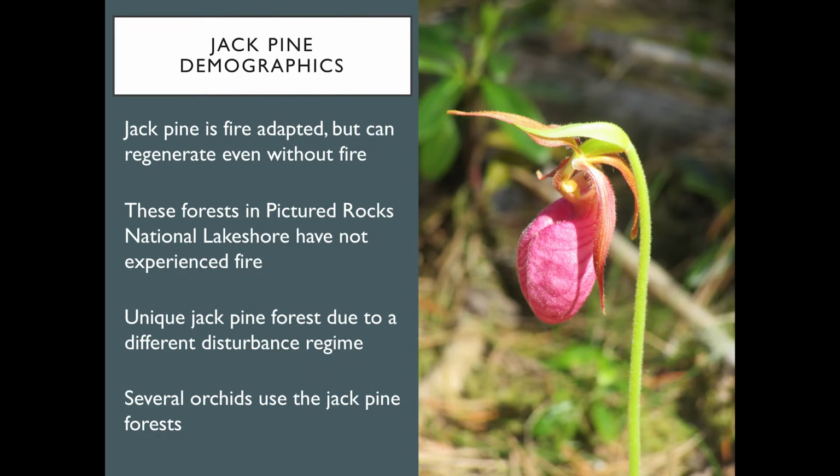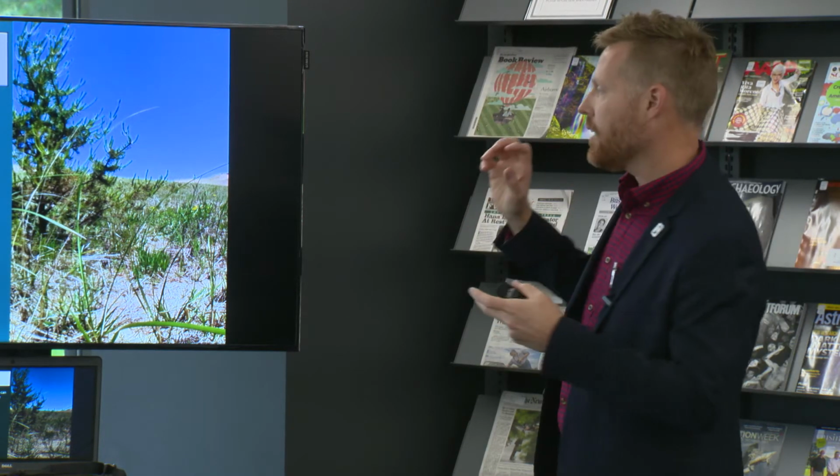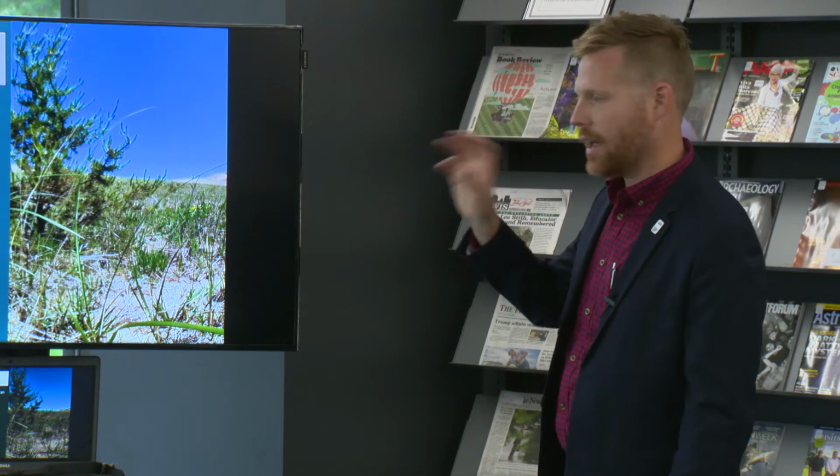And jack pine as a species is fire adapted. That means that if there's a fire that moves through a jack pine forest, it regenerates, more seed germinates, and the understory comes up with trees very quickly. But it's not a requirement of jack pine. It can colonize and grow without fire. And so that's what we see here, is we have an ecosystem that does not have fire as a disturbance, but we still have lots of jack pine.